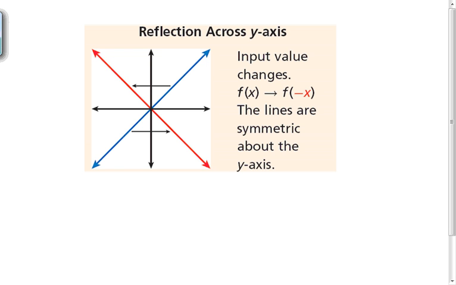Reflection across the y-axis, or about the y-axis. So essentially you're making your x coordinates negative. If we had point (3, 3), for instance, when we reflected about the y, we're really changing that x coordinate, and that would make that corresponding point (-3, 3). Right, so the y stays the same, but the x changes. So your input changes.